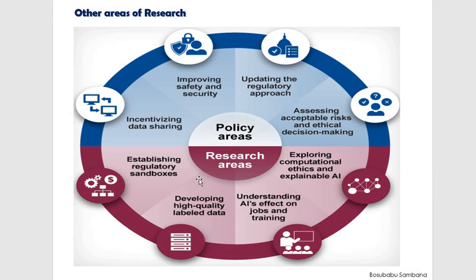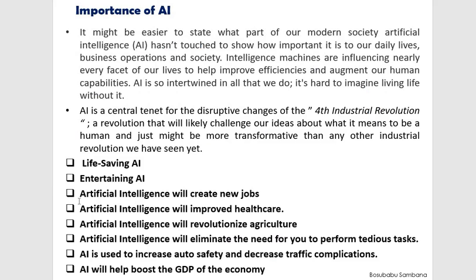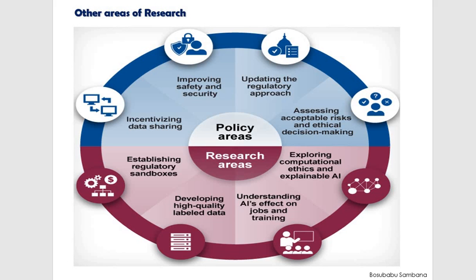Okay, establishing regulatory sandboxes, developing high quality labeled data, understanding AI and its effect on jobs and training. That means we are already discussing that artificial intelligence will create new jobs and new fields also. Next, exploring computational ethics and explainable AI. That means it completely depends on and works on Isaac Asimov's three laws.